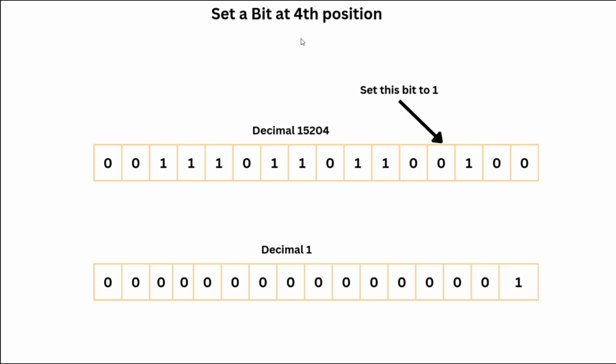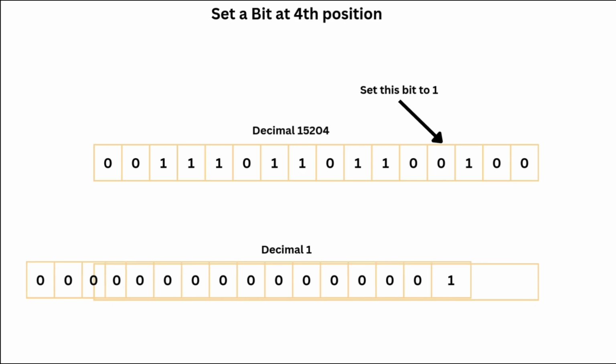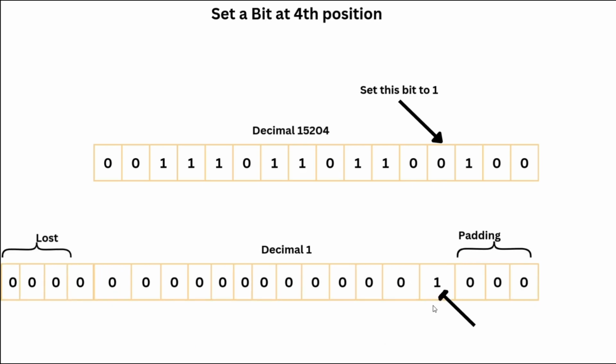If you want to set the eighth position, it is 8 minus 1, 7, so you have to shift left 7 times. Like that, whatever position you want to set, minus 1, that many times you shift this decimal 1 to the left. So I will do this. If you shift 3 times, here it is 1 and here is padding, and this will be lost. Wherever you want to set the fourth position, there you got 1 and the remaining are all zeros. After that I will perform an OR operation on this.